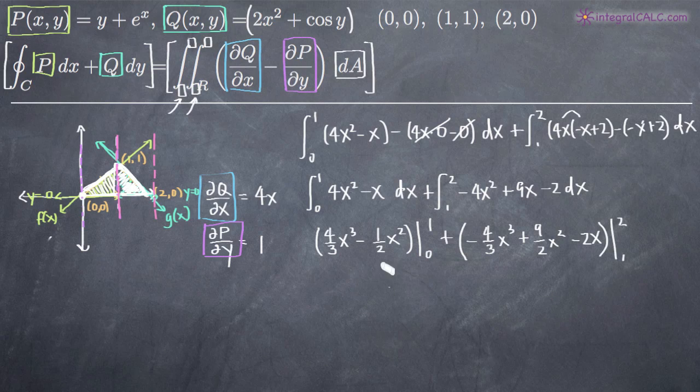Okay, so now we'll go ahead and plug in our upper limit of integration 1 first, then our lower limit of integration 0. So 4/3 times 1 cubed is just going to give us 4/3, minus 1/2 times 1 squared gives us just 1/2. When we plug in our lower limit of integration 0, this will give us 0 and 0, so we can go ahead and leave that as it is. Then we'll add and plug in our upper limit of integration 2. So 2 cubed here gives us 8 times a negative 4/3 gives us negative 32/3. 2 squared right here gives us 4 times 9/2 gives us 36/2. Then 2 times a negative 2 gives us a minus 4.